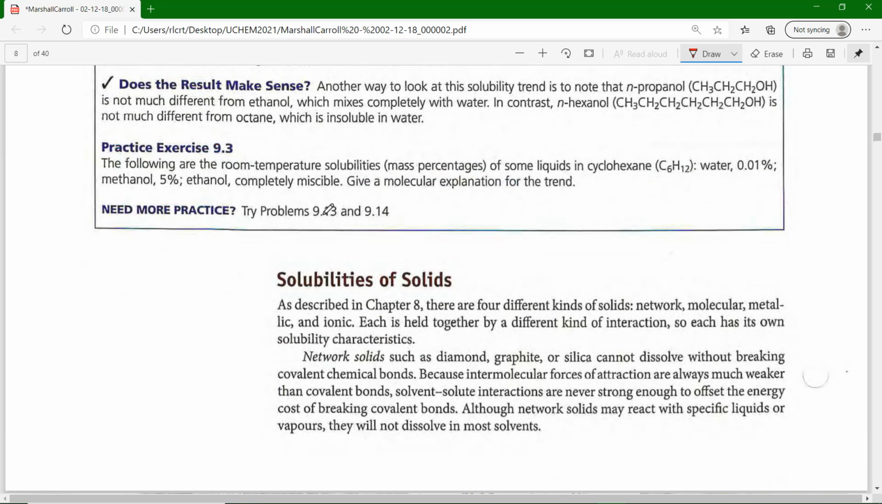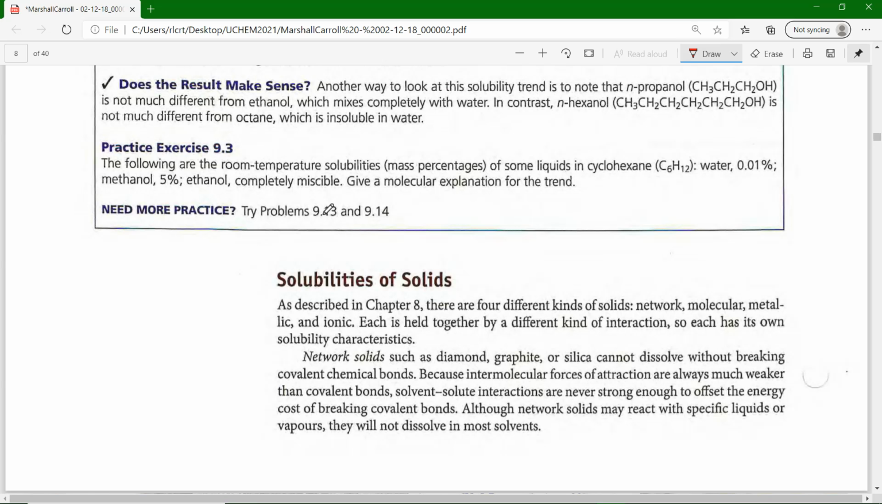Then do practice exercise 9.3, dispersion forces increase solubility of some liquids in cyclohexane. Water, methanol, ethanol. Again, you aren't going to have hydrogen bonding here because your solvent is cyclohexane, which is used a lot in organic chem. Ethanol has the highest molar mass of the ones listed. Oh, sorry, it's completely miscible. Wow, okay. Whereas methanol is just 5%. So there are greater dispersion forces, and that's why it happens like that.